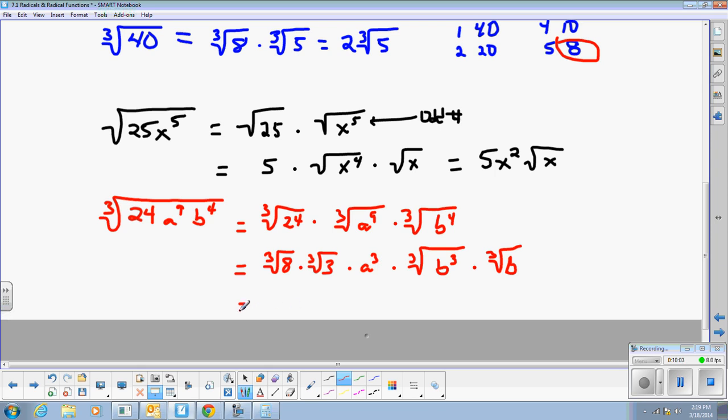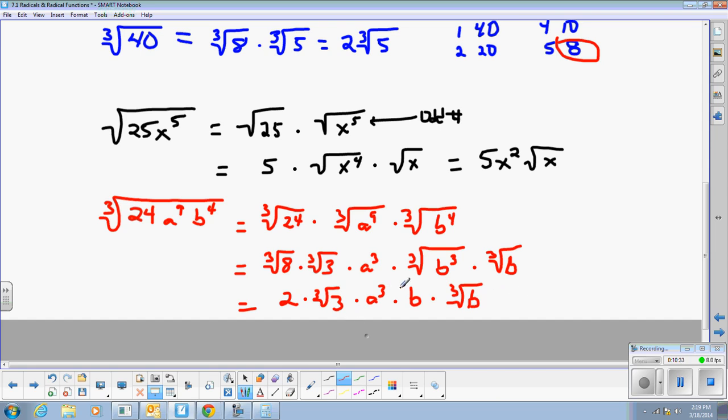So it equals, the cube root of 8 is 2. The cube root of 3 stays as it is. A cubed stays as it is. We've already simplified that as far as we can. The cube root of b cubed is b. The cube root of b stays as it is. So I'm just simplifying one factor at a time and writing it down. Now I need a final answer for that.